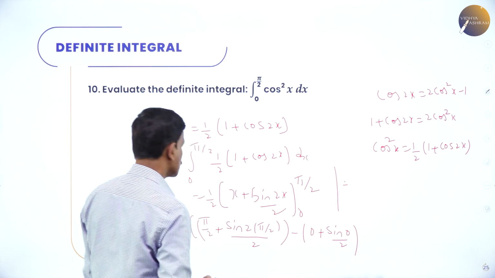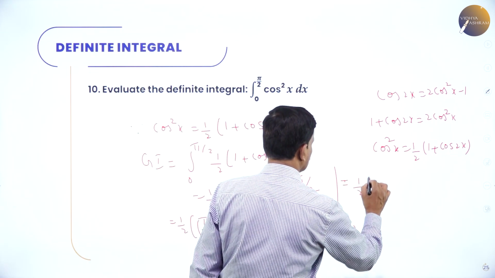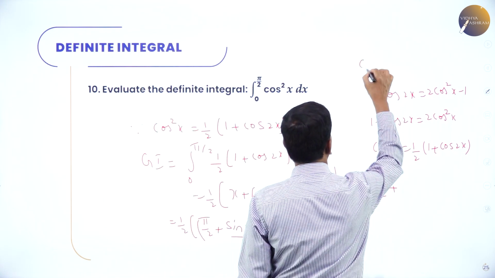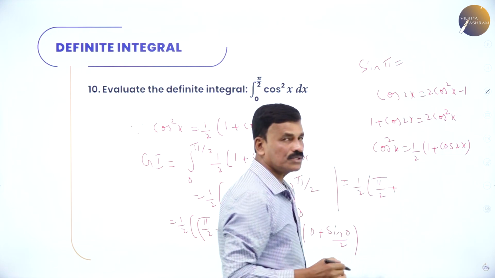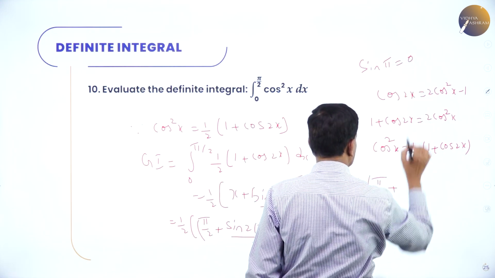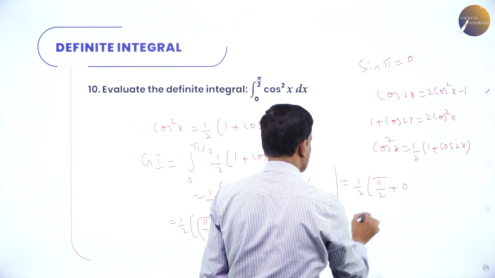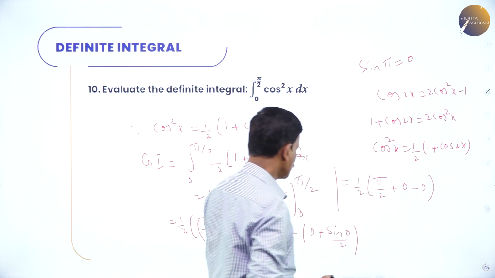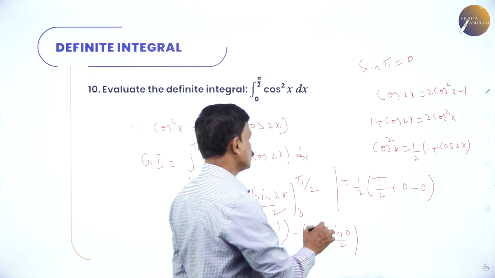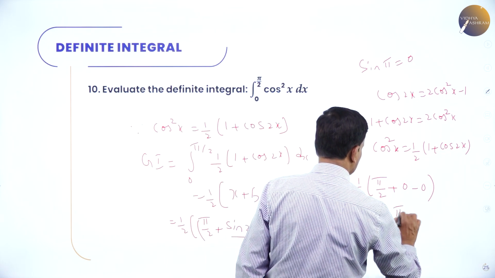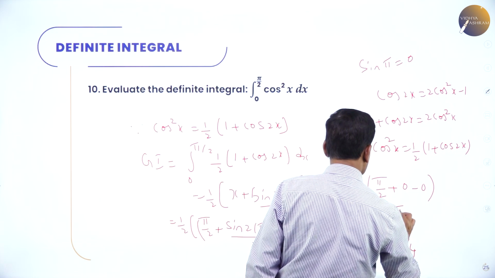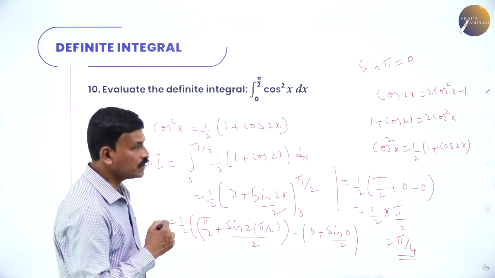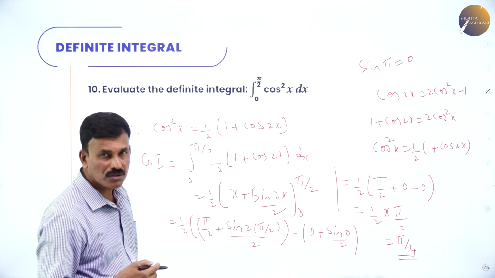Now what is this equal to? This is equal to 1 by 2 into pi by 2 as it is, plus 2 gets cancelled, sin 180. What is sin pi? Sin pi is 0. 0 divided by 2 is 0. You will get 0 minus sin 0, which is also equal to 0. So this is equal to 1 by 2 into pi by 2, that's equal to pi by 4, the simplified answer. That's it. This is how we solve it, or even you can solve this problem using the properties.